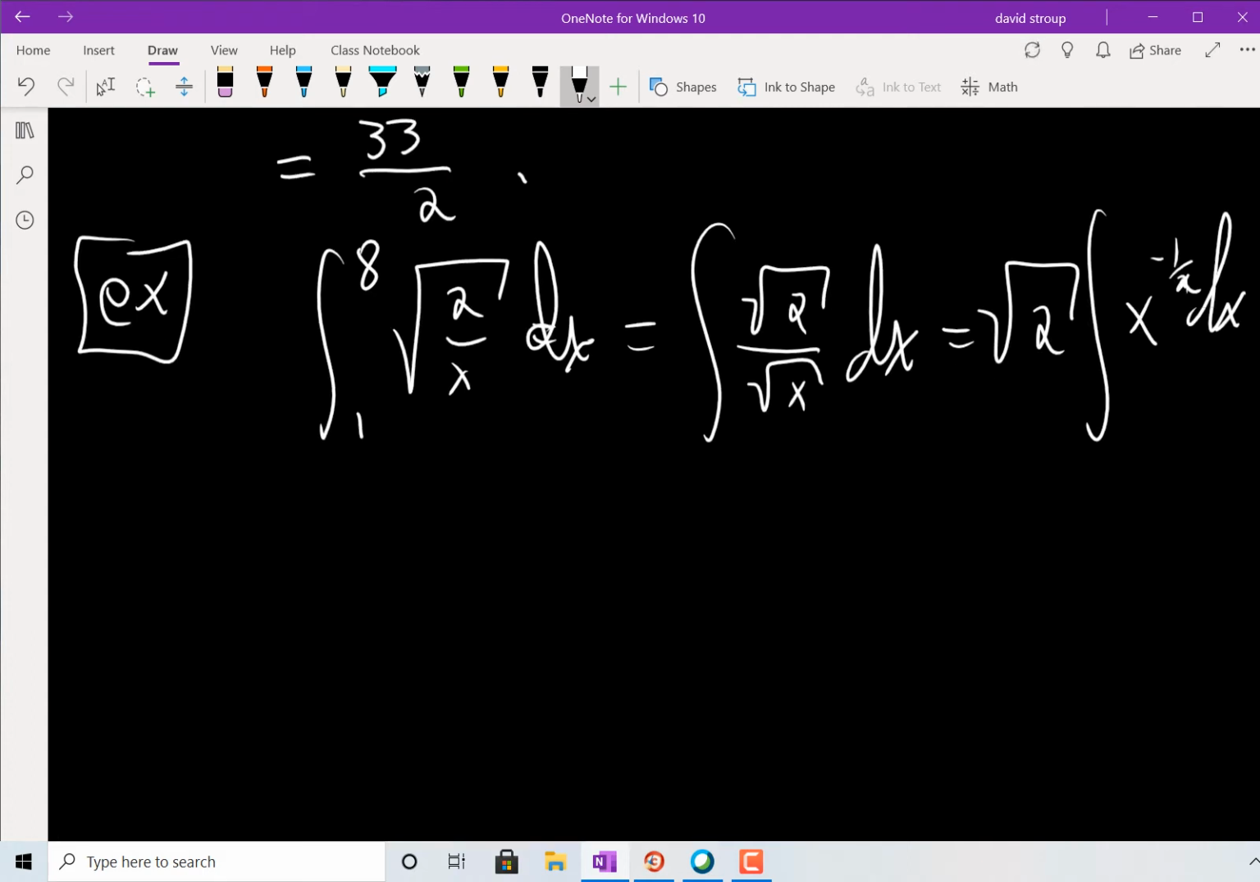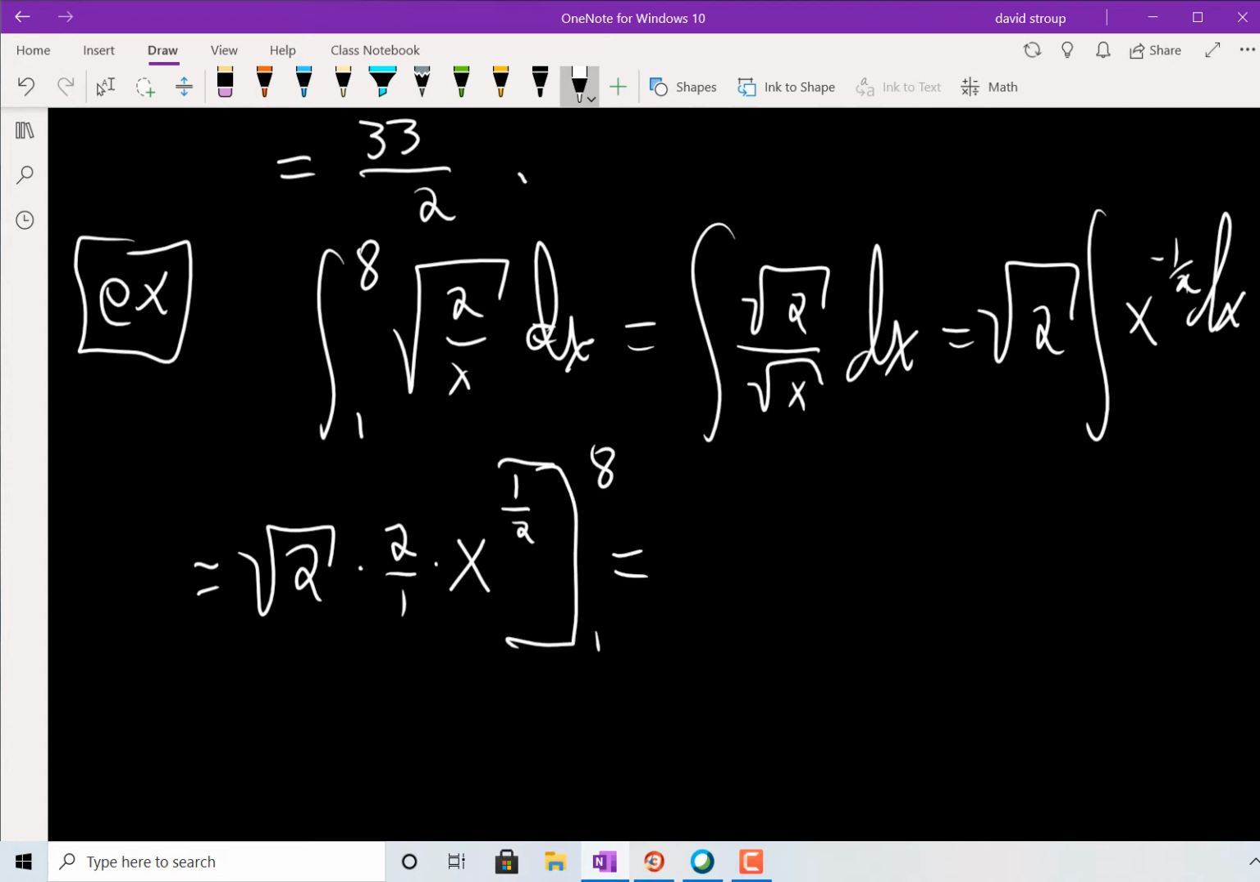And then integrate x to the negative 1/2 using the power rule: add 1 to the old exponent. Negative 1/2 plus 1 is the same as negative 1/2 plus 2/2, which is 1/2. Then dividing by 1/2 is the same as multiplying by 2 over 1. And then I need to evaluate it from 1 to 8. Let's clean it up. So I have 2 root 2 times the square root of x. I'll just leave it as x to the 1/2 from 1 to 8.